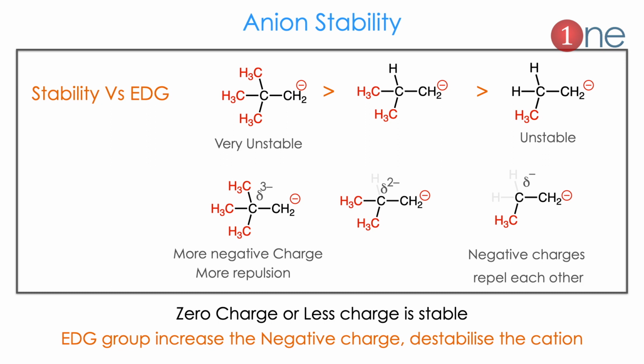Then the anion stability. Anion stability means there will be a negative charge. How does the electron donating group act here? As we very well know, negative charges repel each other. The electron donating group donates more electron towards the carbon, so the electron density will be higher. The more electron density leads to more repulsion. The more the electron donating group, the more will be the repulsion. So the repulsion is higher if there are more groups. So the electron donating group definitely destabilizes the anion.